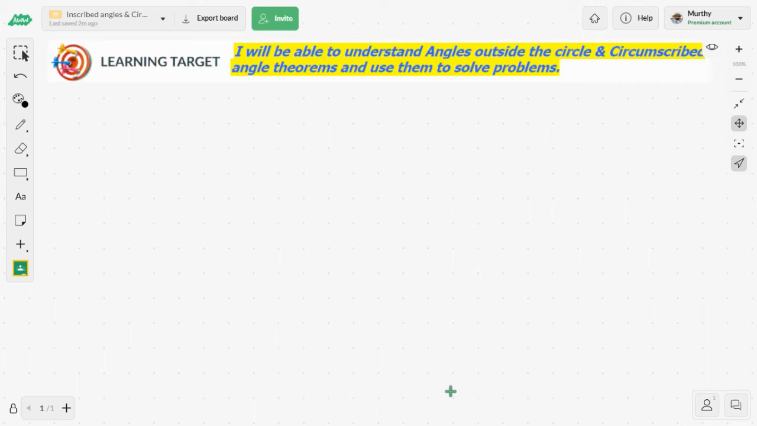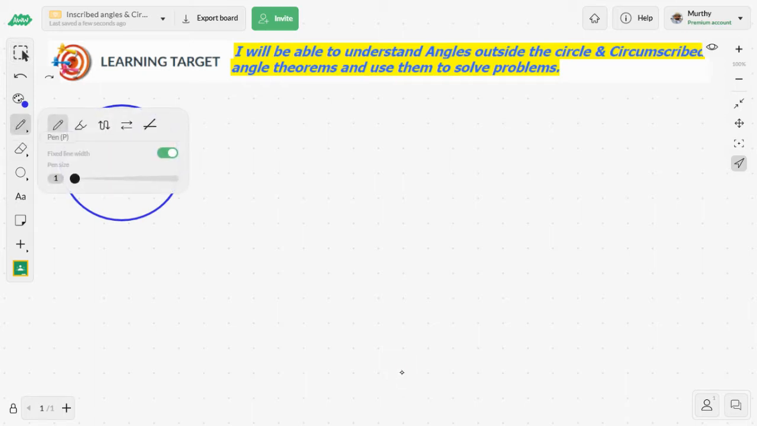In today's class, you will be able to understand angles outside the circle and circumscribed angle theorems. And you will be using these theorems to solve the problems. Well, the first theorem is the angles outside the circle theorem.